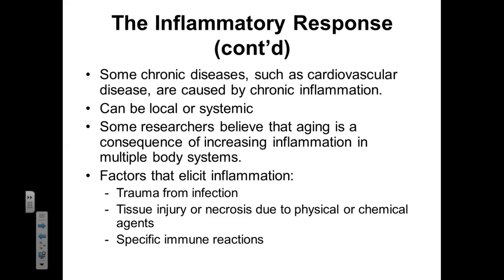Some of the things that are going to cause inflammation to occur in a human host include trauma from infection, or we can have direct tissue injury. Sometimes necrosis can occur either from a direct physical assault to the tissue, so think of a crush injury, or we can have a chemical agent. So let's say the patient has drain cleaner exposed to their hand for an extended period of time. Or we can have a specific immune response triggering the inflammatory response.